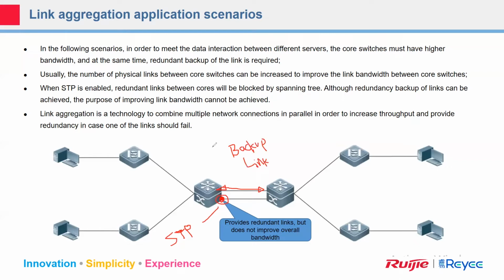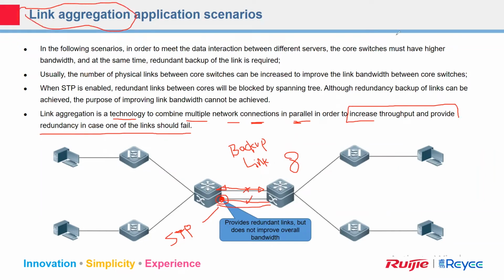So link aggregation simply is a technology to combine multiple network connections in parallel in order to increase the throughput and provide redundancy in case one of the links fails. So if that fails, that will work. Maybe you have more than 2. You can aggregate up to 8, maybe. So if 4 fail, we have the other 4, so you keep the connection up. This is the purpose of link aggregation.